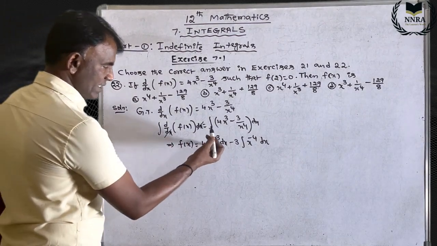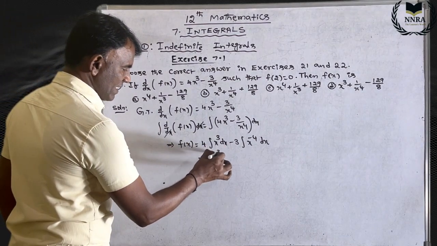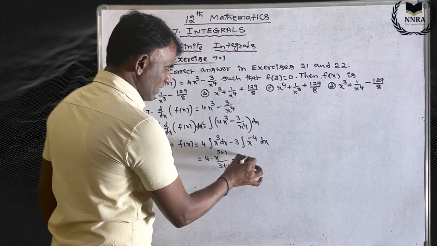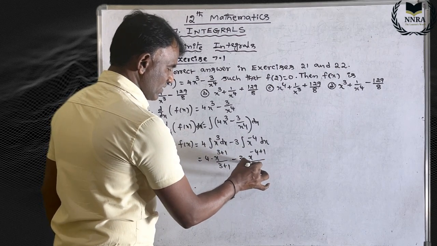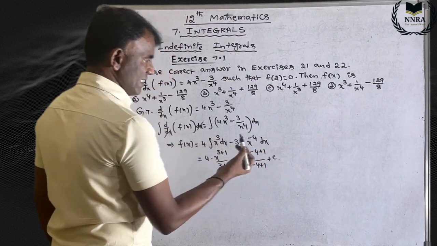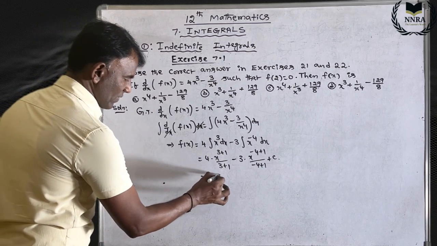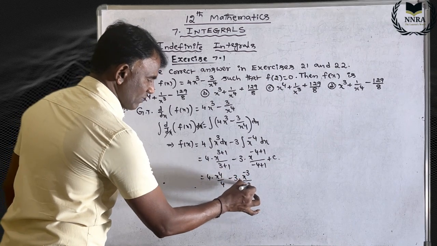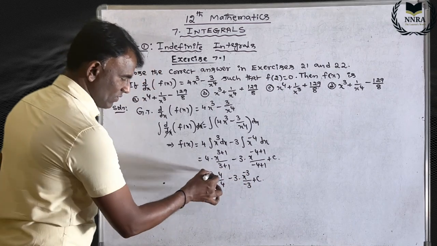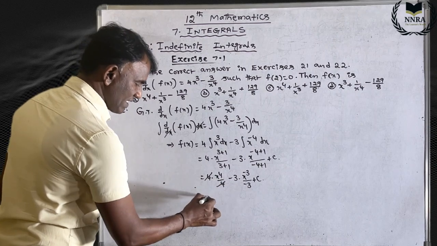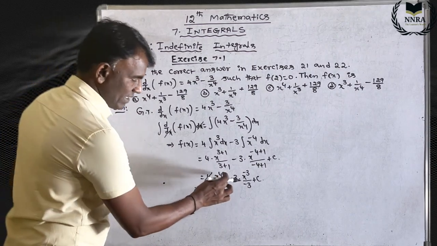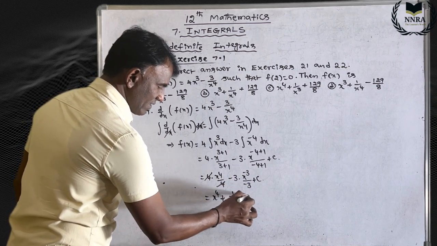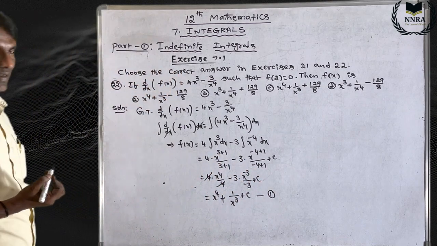Now this is integral x power n dx, which can be written as x power n plus 1 by n plus 1. Here also the same formula, but n is equal to minus 4, right? So minus 4 plus 1, then constant. So 4 into x power 4 by 4 minus 3, x power minus 3 by minus 3 plus constant, right? So 4 gets cancelled, minus 3 gets cancelled. So it is x power 4, and this minus and minus makes plus. 3 cancelled. Then 1 by x cube, then constant c. That is equation number 1.